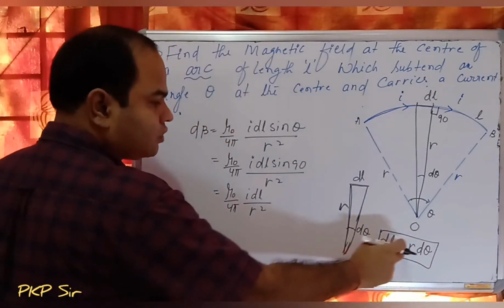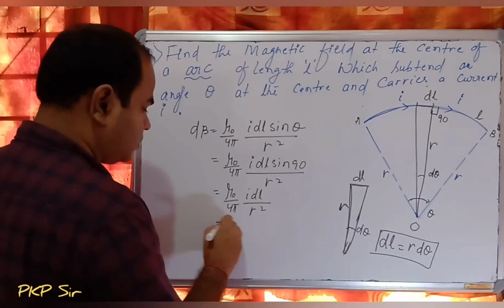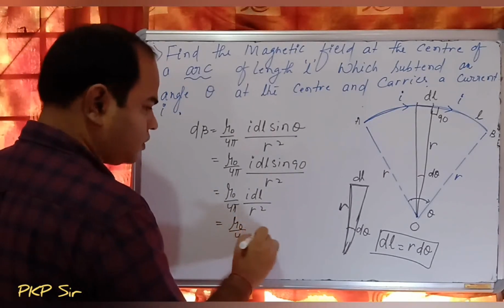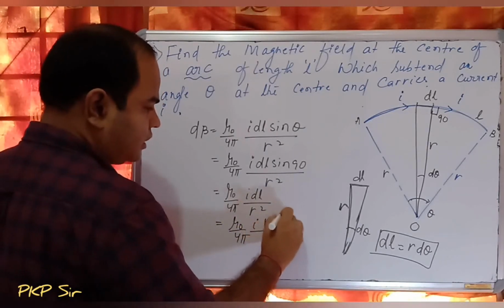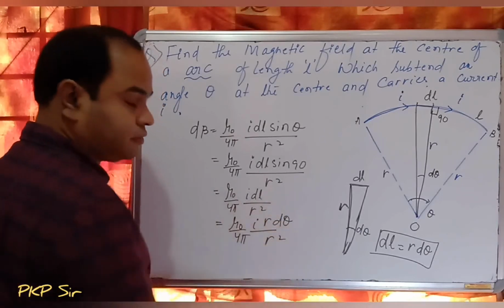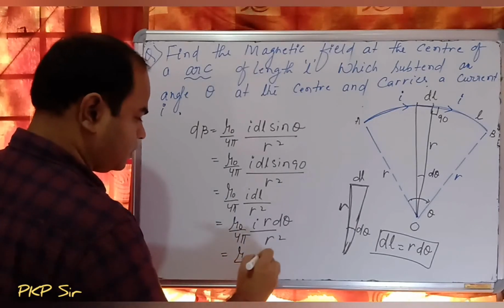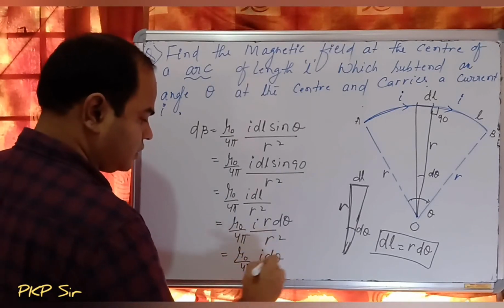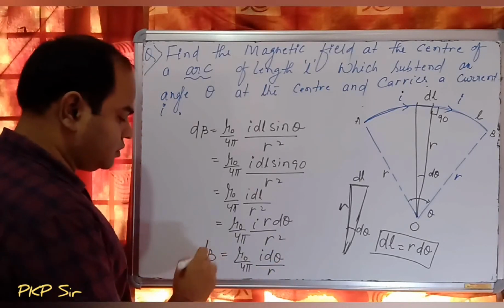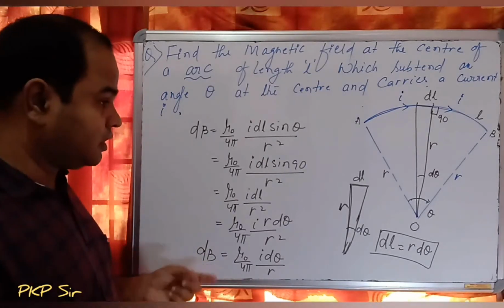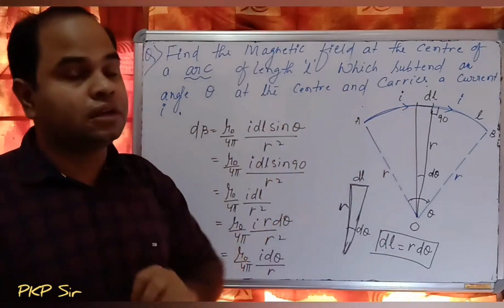So in place of dl we put r d theta at this point. So it becomes mu naught by 4 pi I r d theta divided by r square. The r cancels, so that is mu naught by 4 pi I d theta by r. So this is the magnetic field at the center due to the small length dl carrying current I.